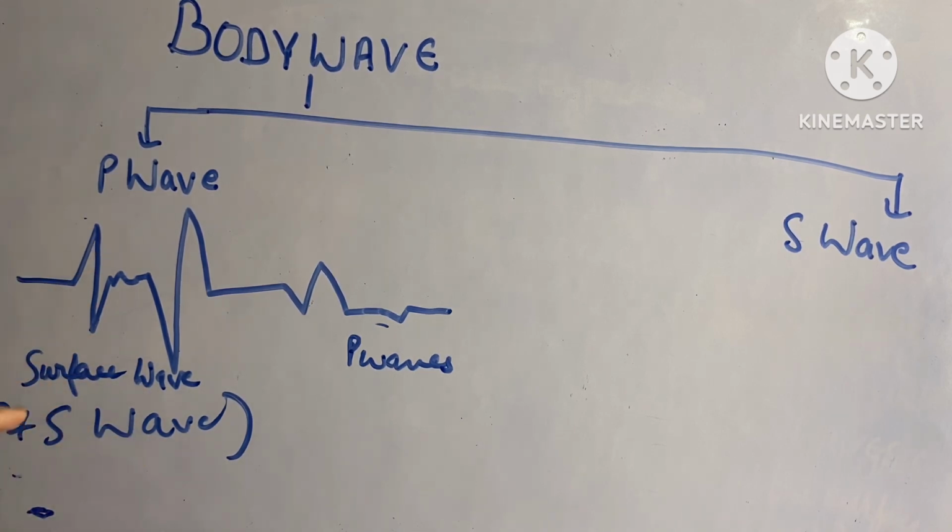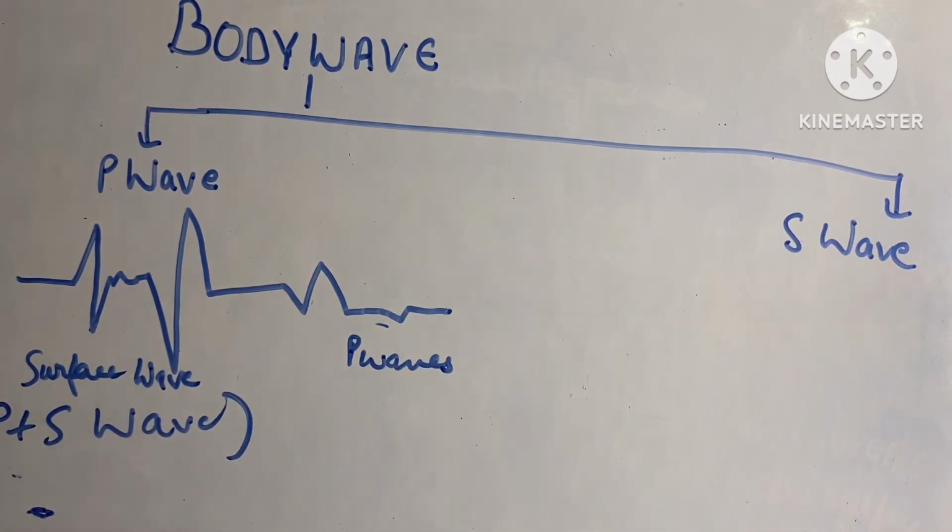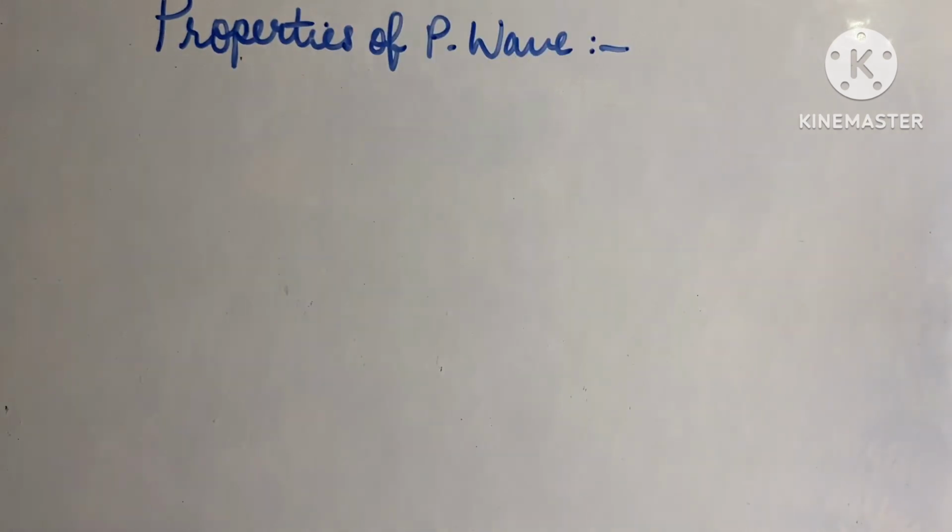Before talking about the properties of P waves, we will talk about some important points about secondary waves. P waves are the first to arrive at the surface, and secondary waves travel with half the speed of P waves. Secondary waves are transverse waves, fine. So body waves are of two types, P waves and secondary waves. Now, what are the properties of P waves? P waves are the first waves to be recorded on the seismograph.